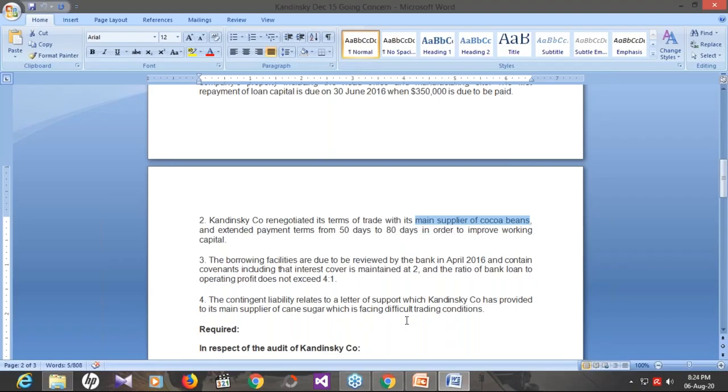Also, if the main supplier goes into liquidation, there is a legal implication on Kandinsky, and a case is filed against Kandinsky to pay because they have provided a letter of support. In this case, the company will have to pay 120,000, when the company is already in financial difficulty and is not able to pay. So the company will not be able to continue as a going concern in future.